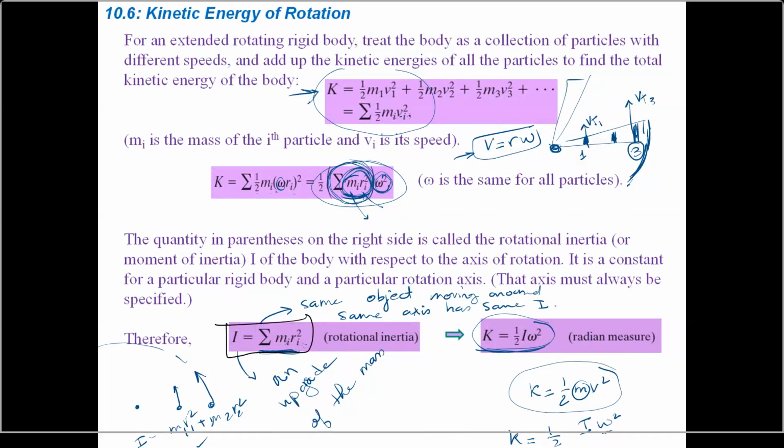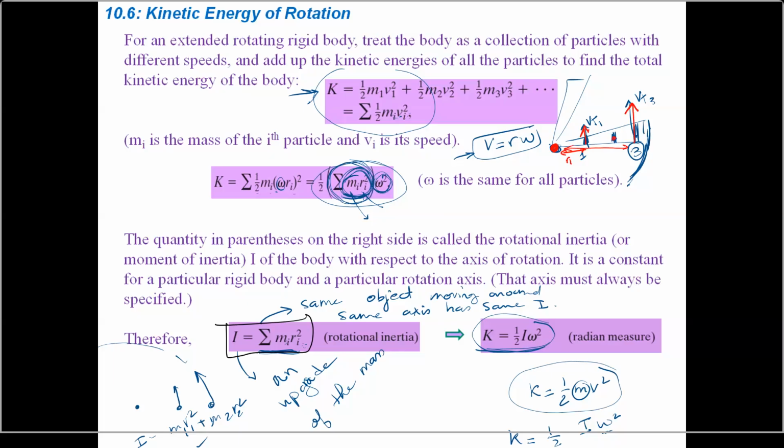Now, of course, the original formula works, which is half mv squared, but as usual, v is varying across the different points, which is not convenient, right? I will have points closer to the axis of rotation. Points that are closer to the axis, such as point 1 here, which is at a distance r1, are closer to the axis of rotation than point 3 here and point 2 here.